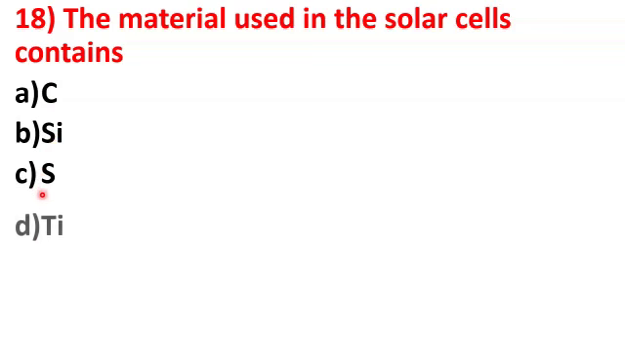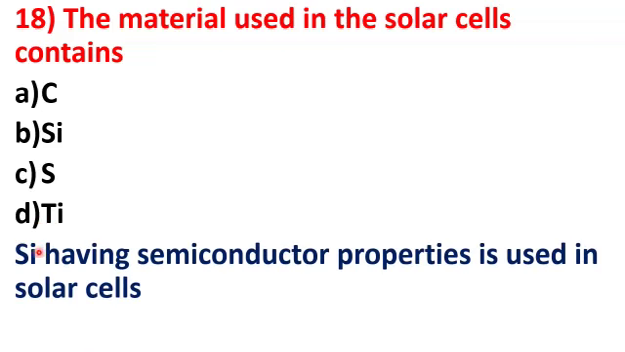Question number 18. The material used in the solar cells contains dash. Option A carbon, option B silicon, option C sulfur and option D titanium. So silicon having semiconductor properties is used in solar cells. So you have to remember this. Silicon is having property of semiconductivity, hence it can be used for solar cells. So here our answer is option B, silicon.